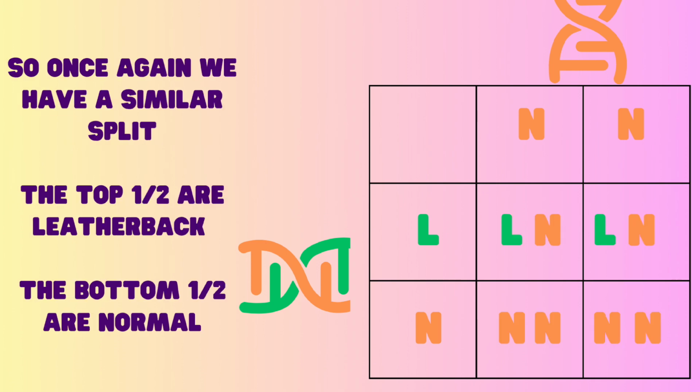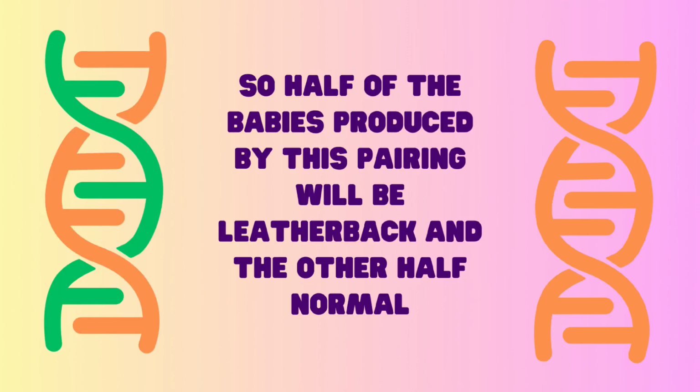As you can see, once again, we have a similar split. Top half are going to be leatherback and the bottom half are going to be normals. So that means that if you produced 18 babies, 9 leatherbacks and 9 normals, at least in theory.